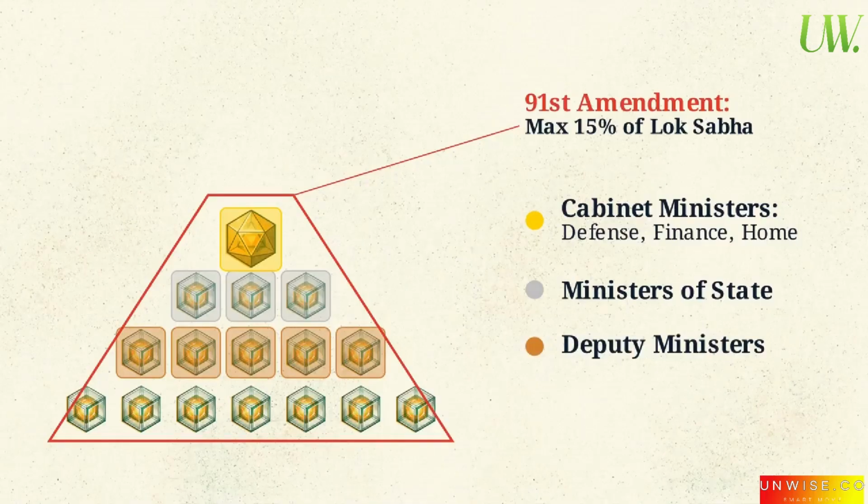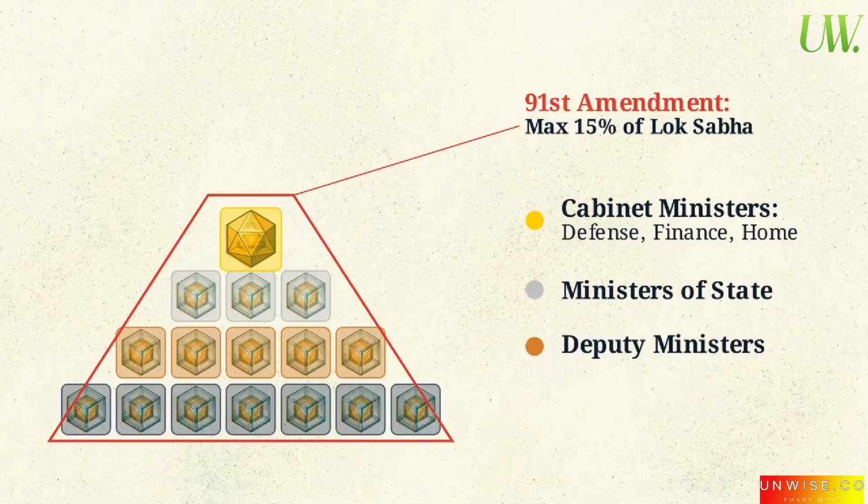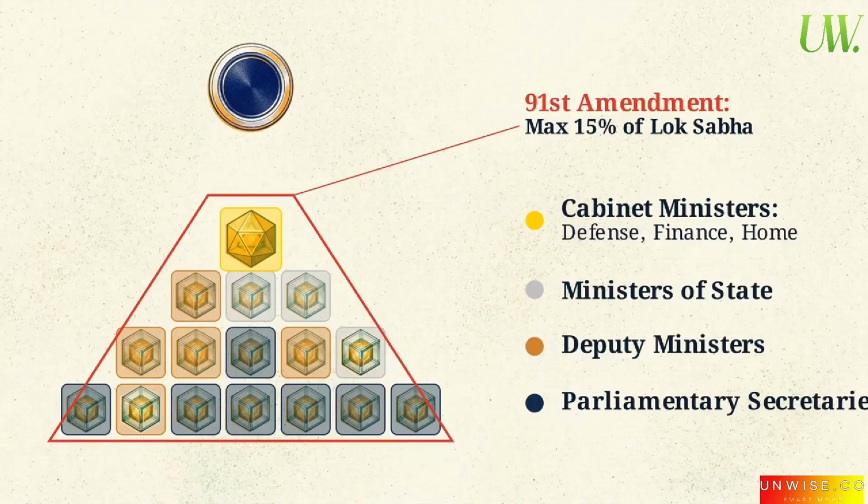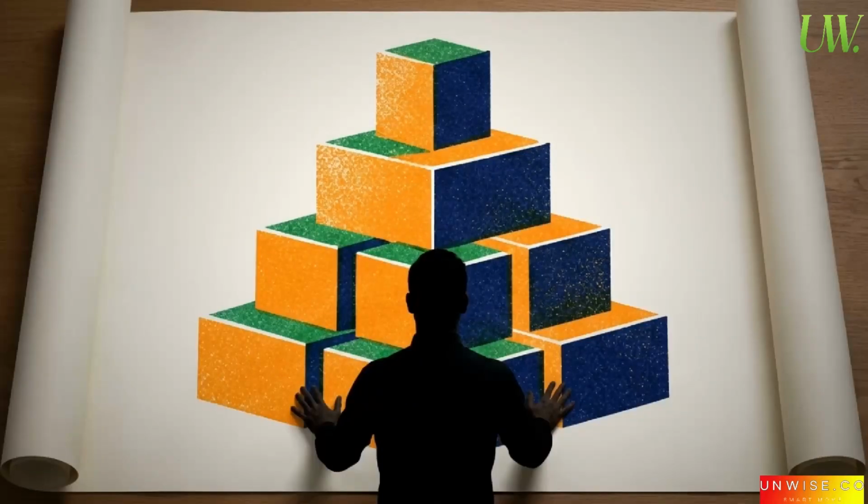The third tier consists of deputy ministers, tasked primarily with providing administrative and political assistance to the senior ranks. At the base are parliamentary secretaries. They have no actual departmental control, serving entirely to assist senior ministers with their legislative duties. The Prime Minister exercises absolute control over this entire hierarchy. They allocate every portfolio, reshuffle ranks, and can force the resignation of any member at any time. The Council of Ministers is a massive administrative structure, but it exists entirely at the architectural mercy of one person.